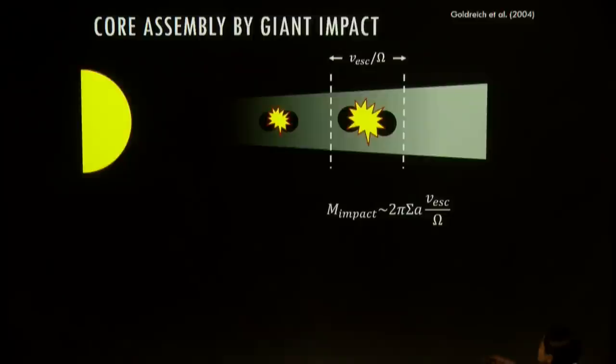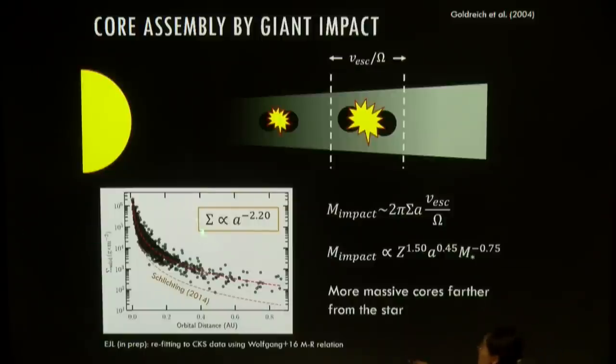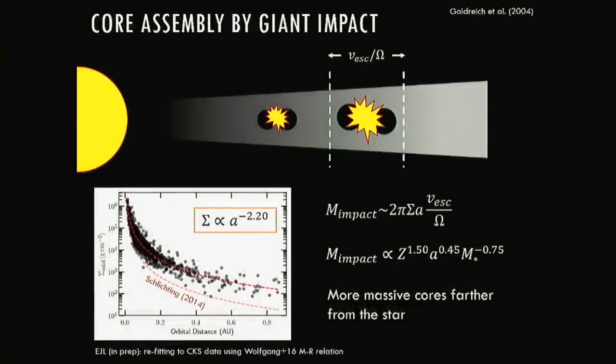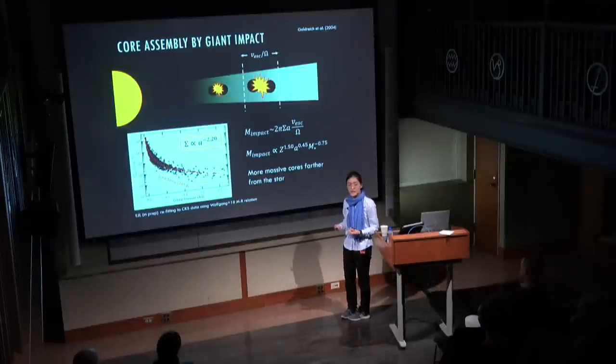So this maximum impact mass is simply the local surface density at that location times the area of this annulus. So what is this local surface density? You can fit that by assuming all the Kepler planets, or most of those Kepler planets, have formed by this series of giant impacts. And what you'll find is that the solid surface density is going to scale with the orbital distance to the negative 2.2 power. The same exercise was made by Hilke Schlichting in 2014, but what I'm doing here is refitting to a much cleaner sample by the California Kepler Survey, and I'm also using the updated mass-radius relationship from Angie Wolfgang, where I use that relation to translate the measured radii to the masses of these Kepler planets.